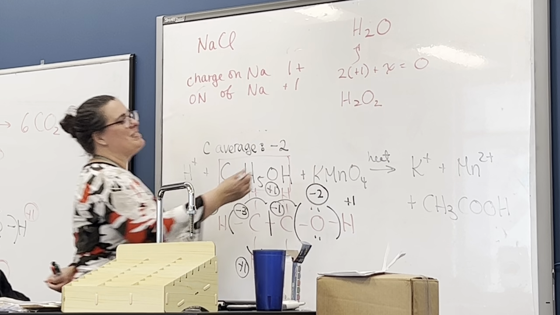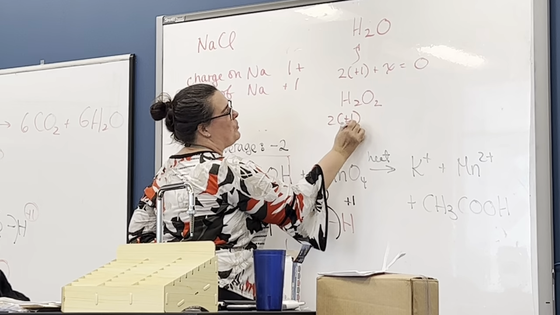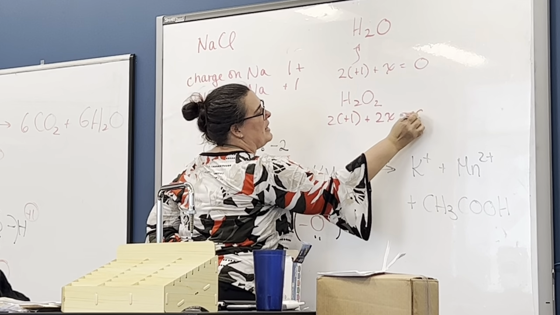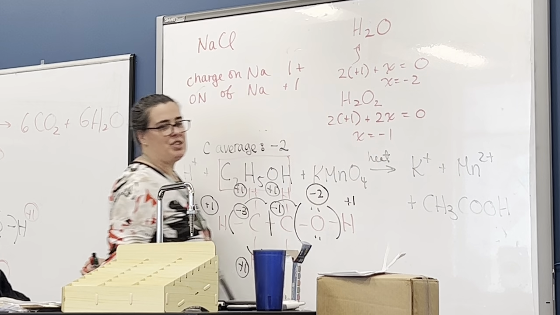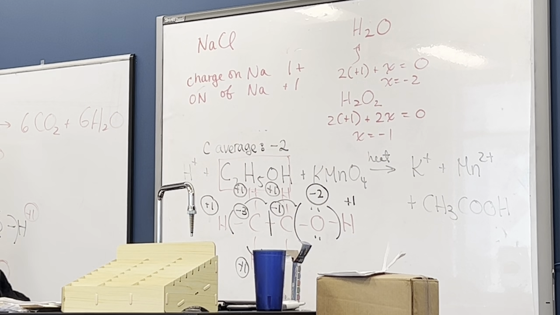So everyone who's doing this in their heads is saying, oh, we actually call it peroxide because the charge is different. When oxygen has an oxidation number of -2, we call it oxide. When 2 oxygens each have an oxidation number of -1, we call it peroxide.